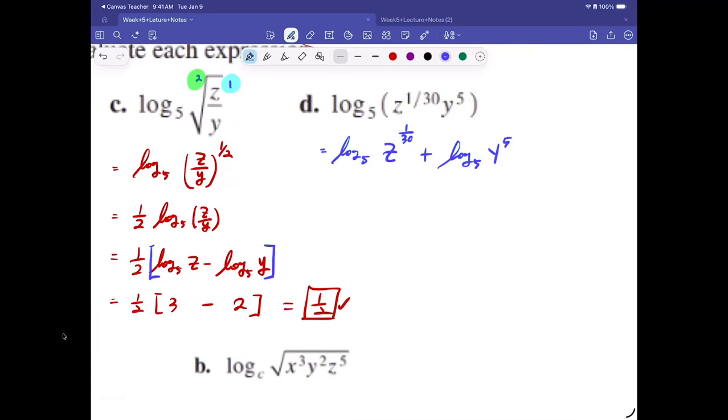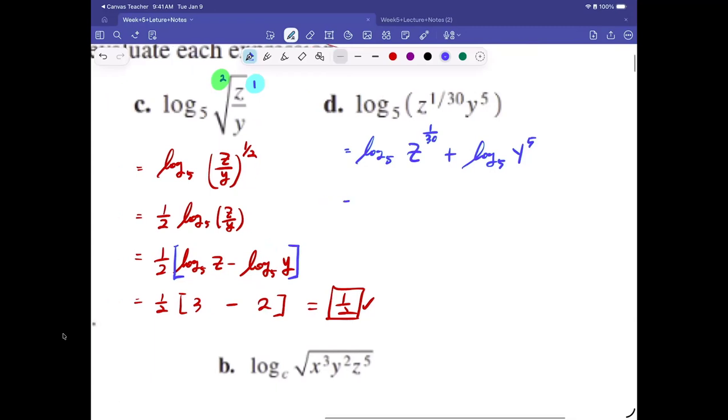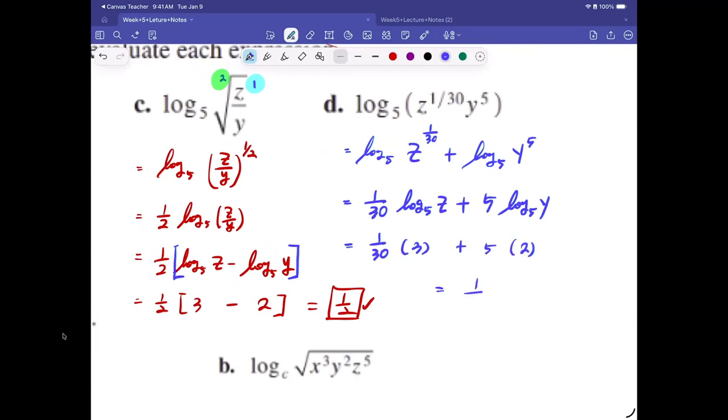So 1/30 is exponent. And then 5 is exponent. Like that. And then log z and log 5 is 3 and 2. So that's why this is the 1/10 plus 10, which is what? 101/10.